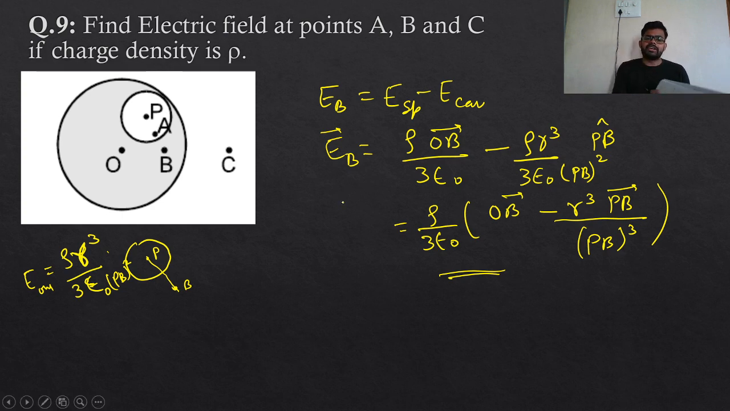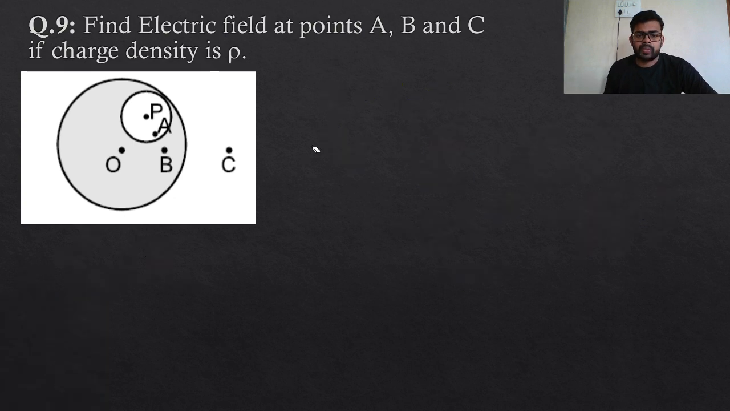That is, the electric field intensity at point C. C is outside the sphere and outside the cavity. So I'm going to erase this. So this is the last question, my dear friends.